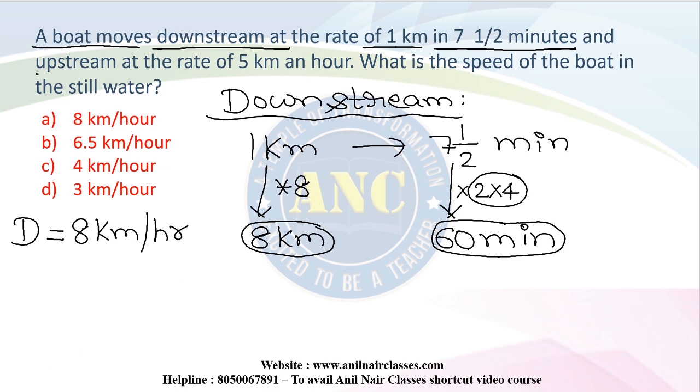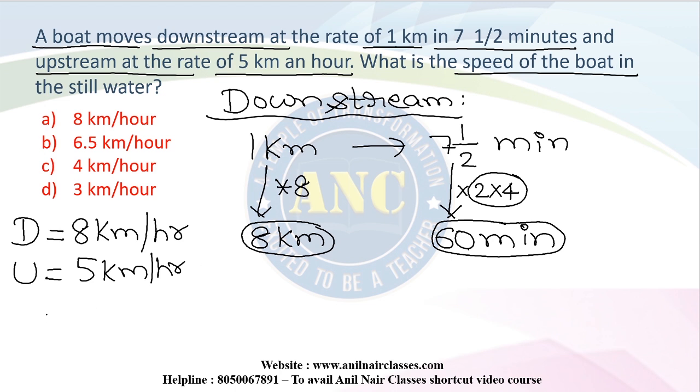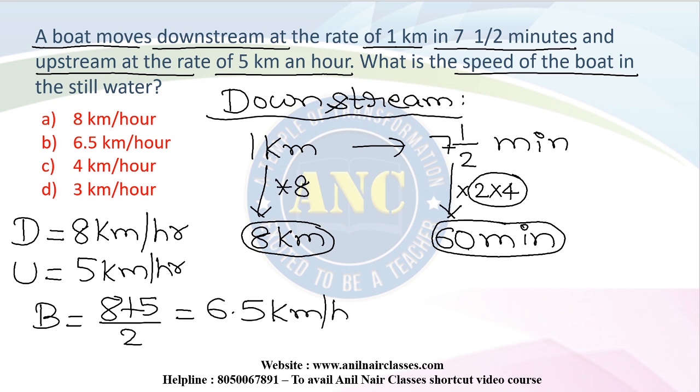Now, upstream at the rate of 5 kilometers an hour. So directly they have given the upstream speed as 5 kilometers per hour. The question is the speed of boat in still water. So B is (D plus U) by 2. It is (8 plus 5) by 2. It is 13 by 2. Answer is 6.5 kilometers per hour. So the answer for this question is also option B, which is 6.5 kilometers per hour.